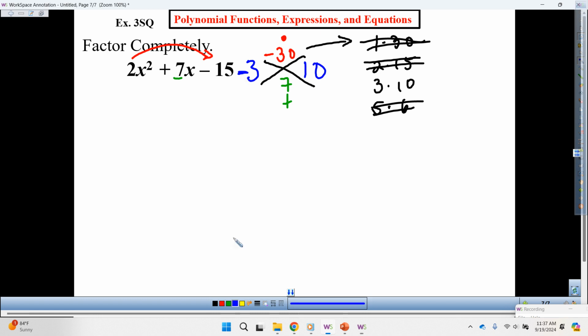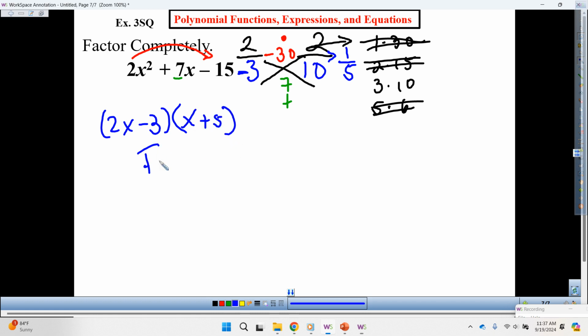All right. So from there, Evelyn, what do we do? Two on top of the negative 3. And the 10. All right. Question, can we reduce this fraction, everyone? No, so my factor is 2x minus 3. Ooh-wee. Question, can we reduce this one, everyone? Yes, 1/5, so my factor is x plus 5. These are my factors. Hands, have you got that? Let's go.